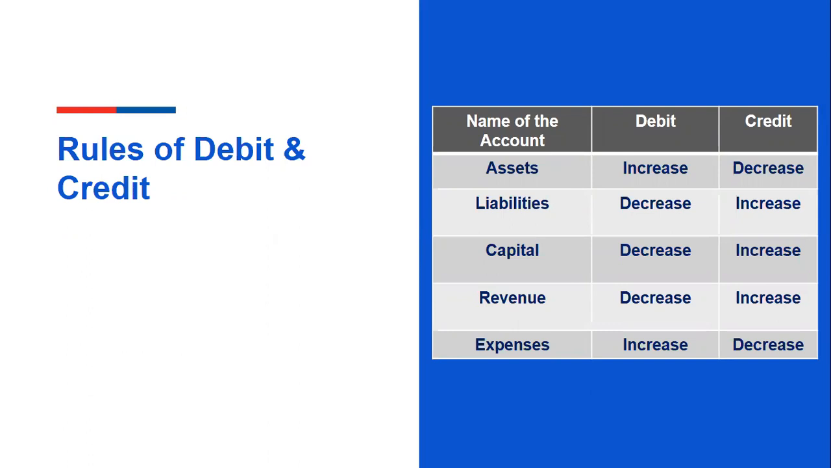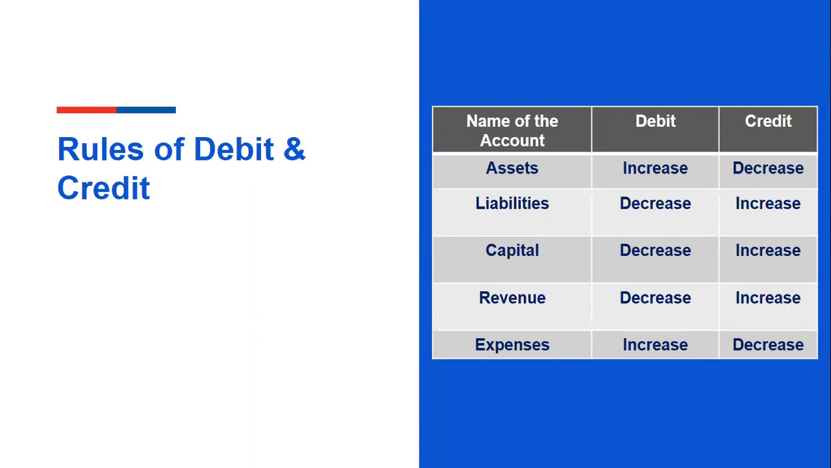So you can see on my screen. Name of the accounts: if an asset is increasing, then you have to treat it as debit, and if an asset is decreasing, then you have to treat it as credit. Asset is a real account. Liabilities: if liabilities are involved in the transaction and liabilities are decreasing, then you have to treat it as debit, and if increasing, then you have to treat it as credit.